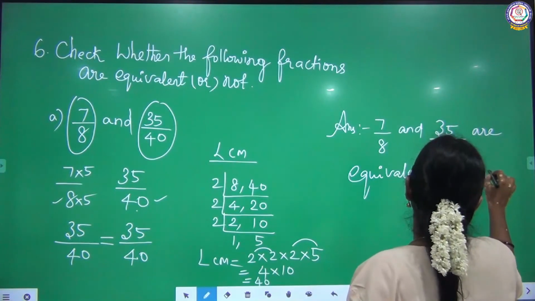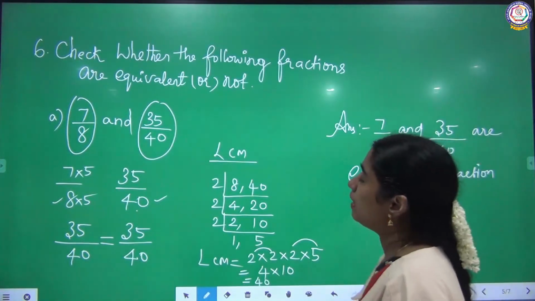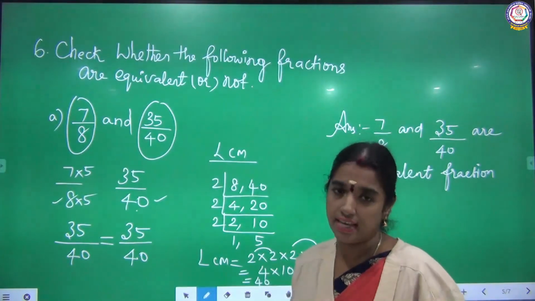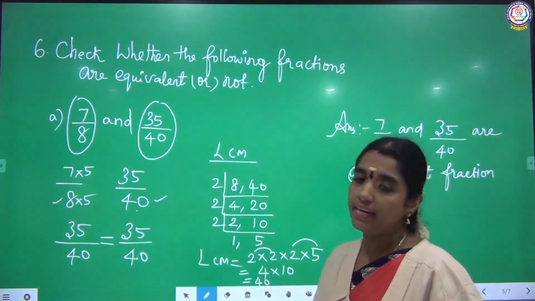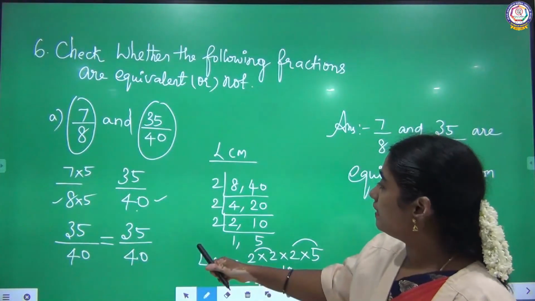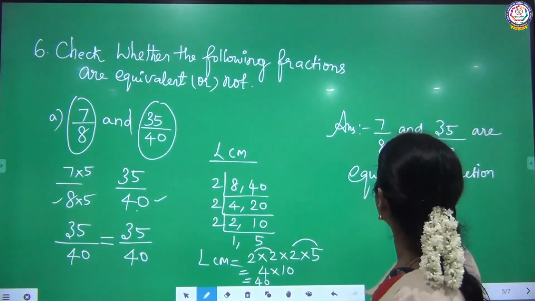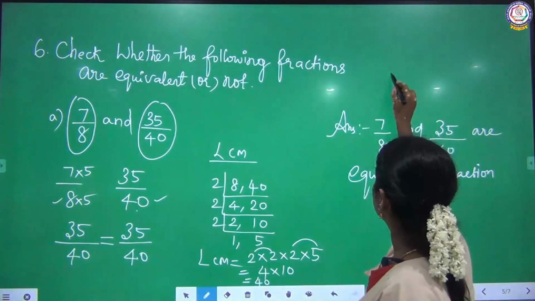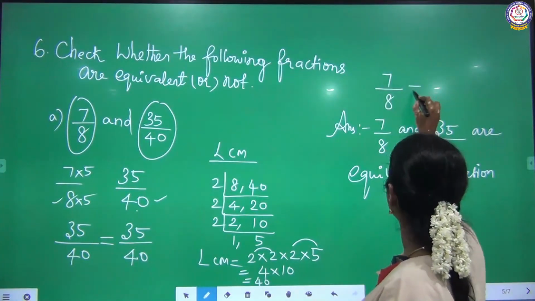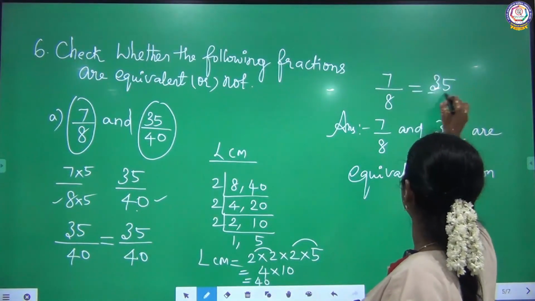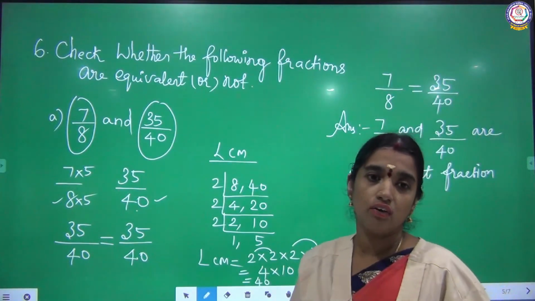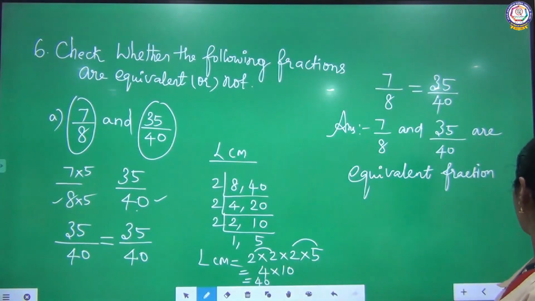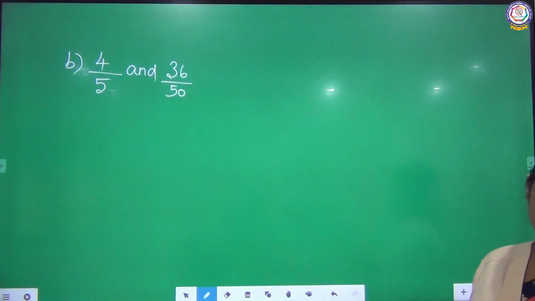See, in this sum, I am going to make my denominators the same. What do I have to do? By taking the LCM, I make my denominators the same and I am writing that 7 by 8 is equal to 35 by 40. Can you clear this? Can you clear this, children? Next, I'll move on to the B sum.